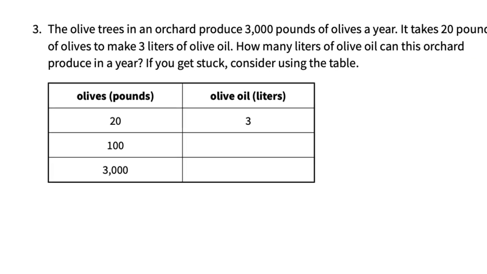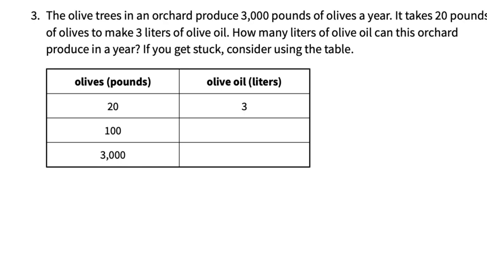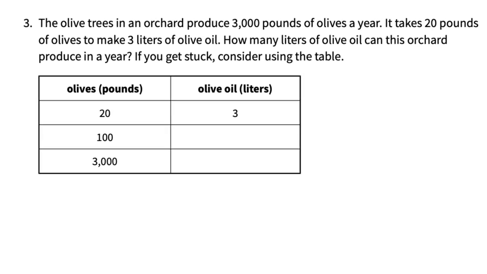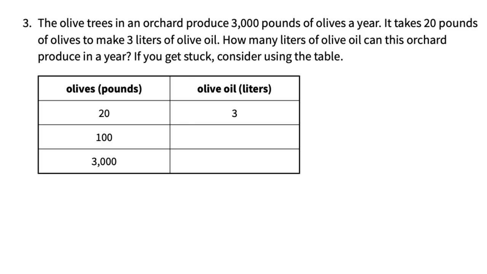More of the same. The olive tree in an orchard produces 3,000 pounds of olives a year. It takes 20 pounds of olives to make 3 liters of olive oil. How many liters of olive oil can this orchard produce in a year? So the idea is, here's our table. They've given us this ratio that for 20 pounds, it creates 3 liters of olive oil. And our job is to scale up to figure out how many liters 3,000 pounds would equal.